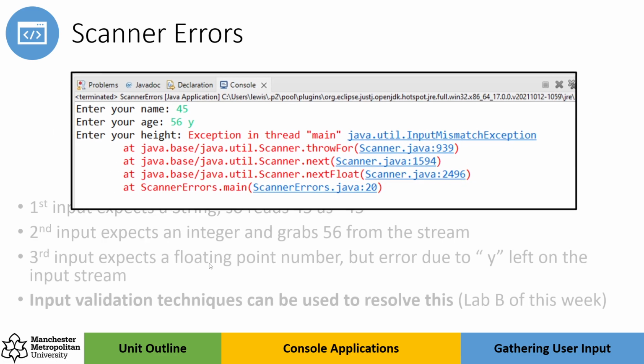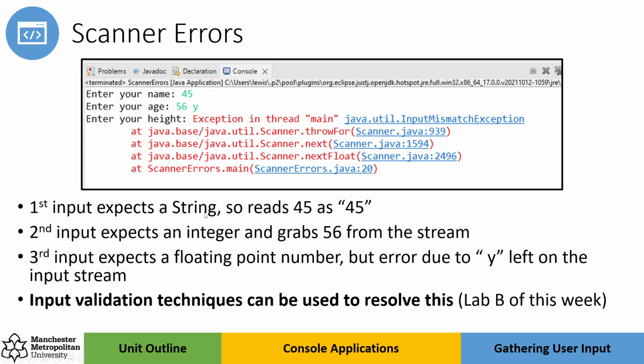So if we look at this piece by piece, the first input would expect a string, and we've passed it an integer. But what would happen here is it would read that integer, and because it's fetching a string, it would just fetch that integer as a string. So it wouldn't fetch it as a number, it would actually fetch it as a string, so it would be 45 as characters.